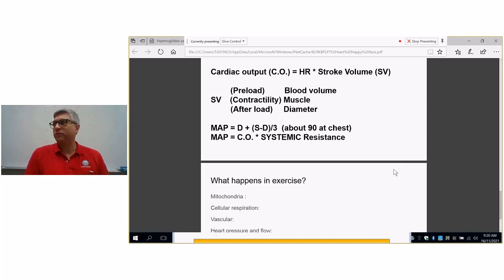If there's less volume, there's less preload. If the muscle is weak, less strength, less force generation, less flow. And if the arteries are dilated, that's a pressure problem. And if the arteries are constricted, what happens to pressure? Increases. And in the long term, can that be bad for you? What is the problem of being chronically hypertensive? What happens to your vessels?